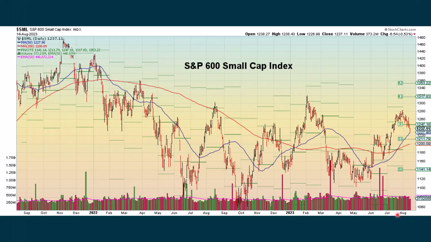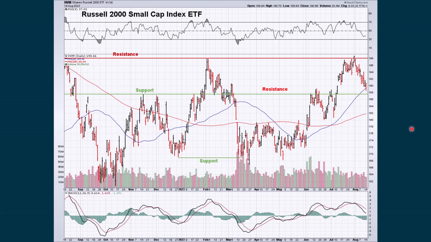The small cap index also came down to the 50-period moving average and is starting to bounce back up off of that. Will that provide some support? We're seeing it in the Russell 2000 index. Even though we dropped below the 50-period moving average, we did get above that and close above the 50-period moving average. Otherwise, things are still looking negative with the RSI and the MACD.